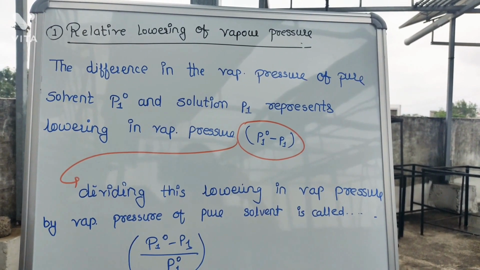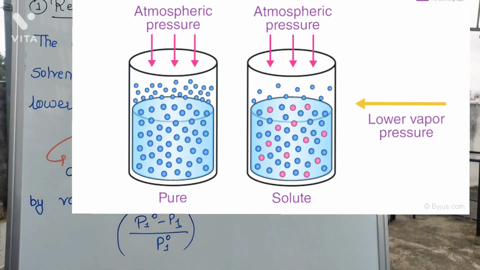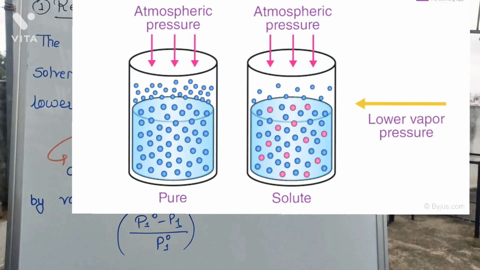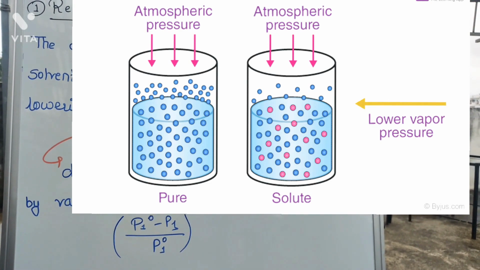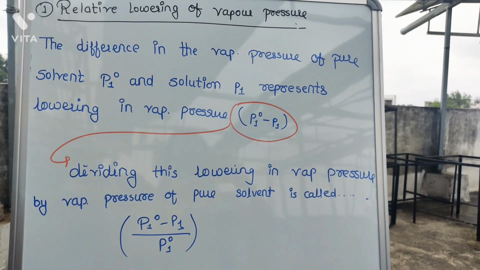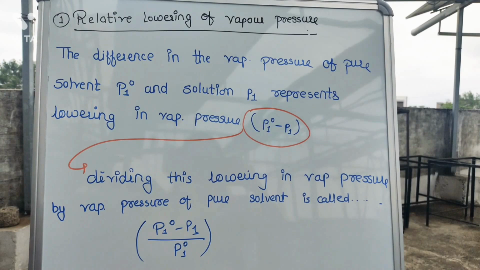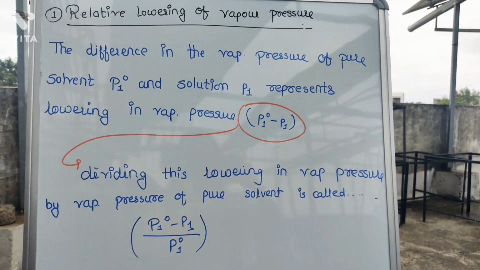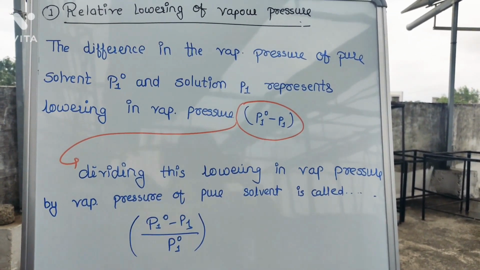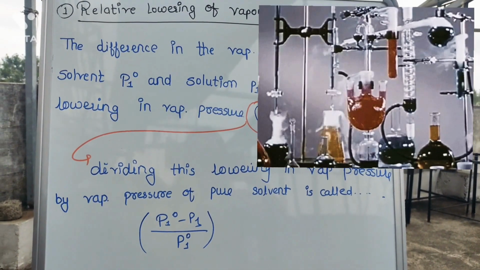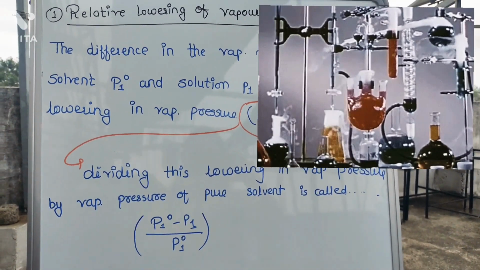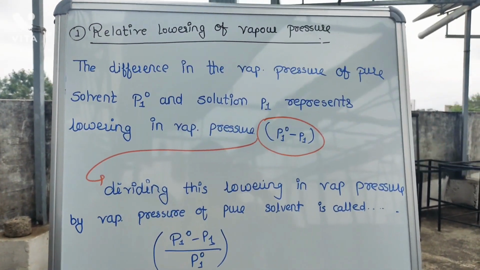First one is the relative lowering of vapor pressure. Since the solute molecules are non-volatile, the vapor above the solution consists of only solvent, that is, pure liquid molecules. After adding the solute, the vapor pressure of the solution is found to be lower than that of the pure liquid at a given temperature. So this is known as relative lowering of vapor pressure.